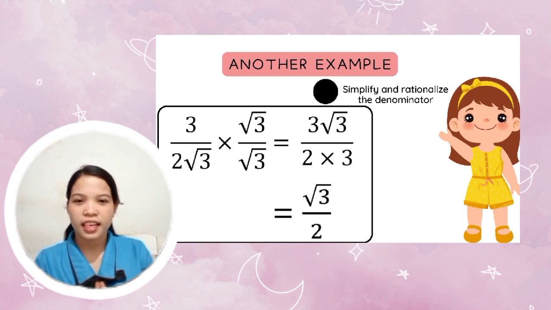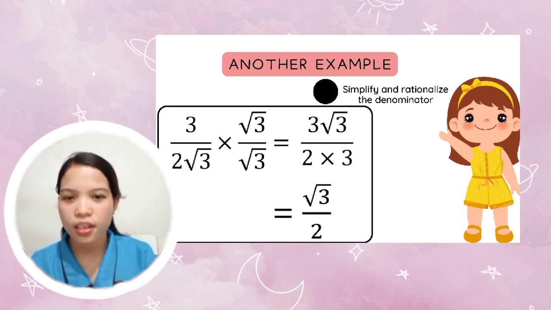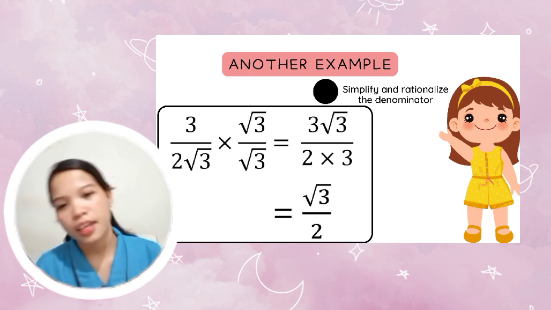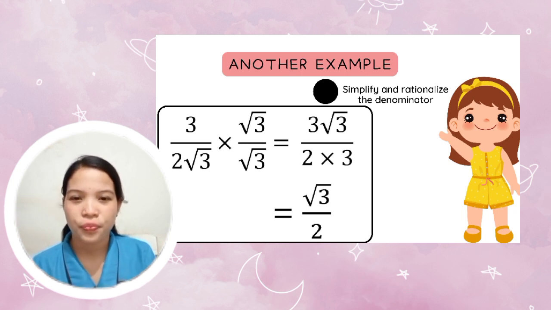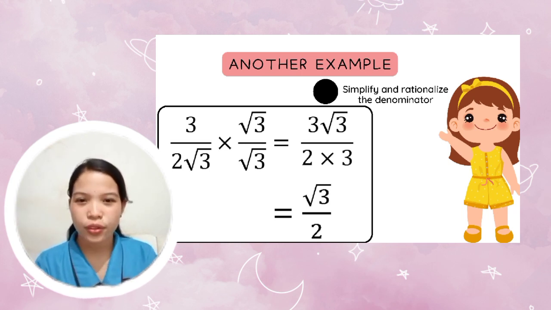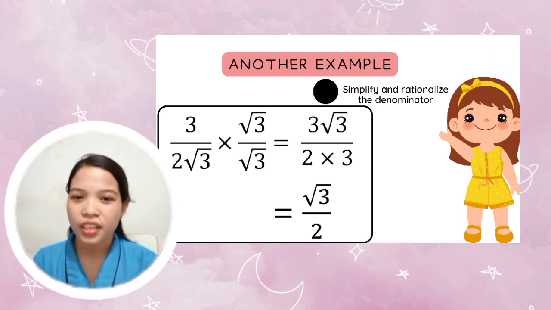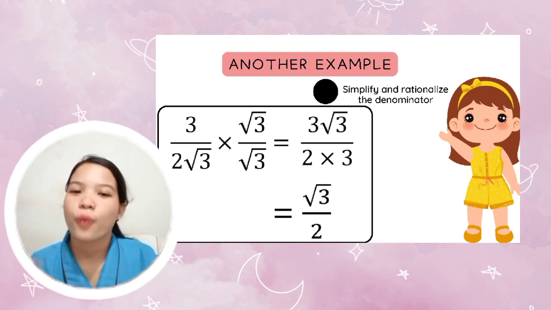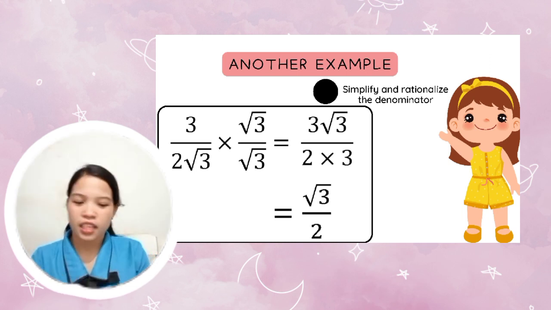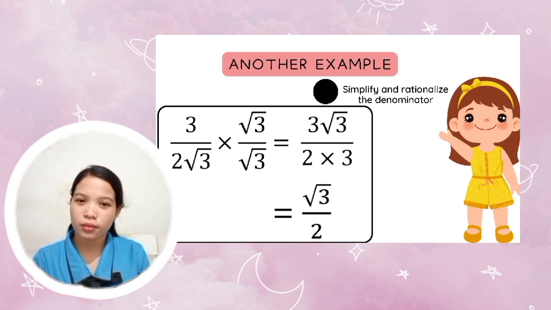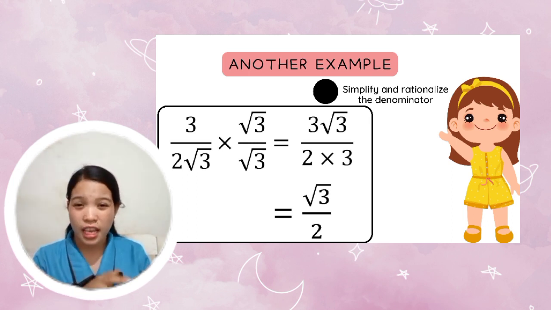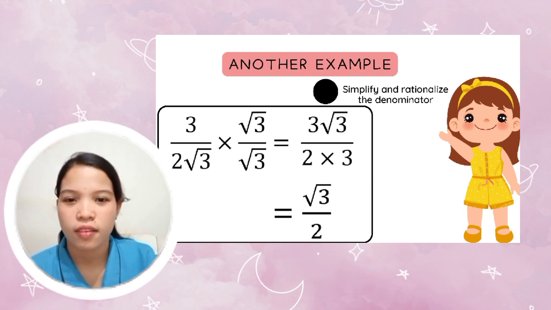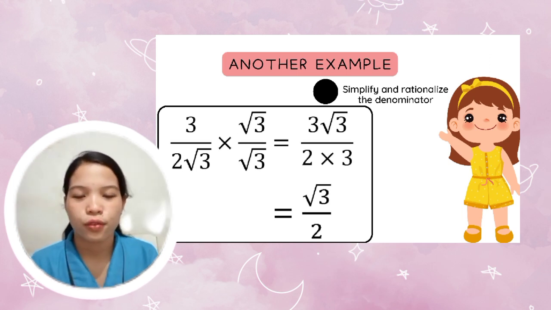Since our numerator has 3 square root of 3 and our denominator has 6, we also need to reduce it into the lowest term. So 3 square root of 3 over 6 will become square root of 3 over 2. Why? Because 3 and 6 are divisible by 3. 3 divided by 3 is 1 and 6 divided by 3 is 2. That's why we got the answer square root of 3 over 2.